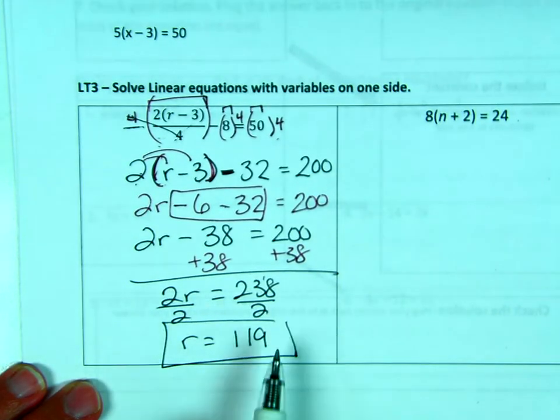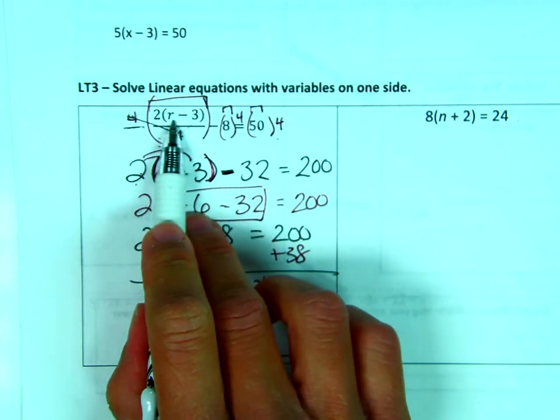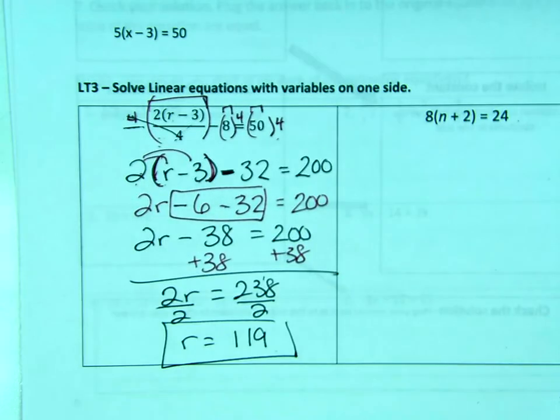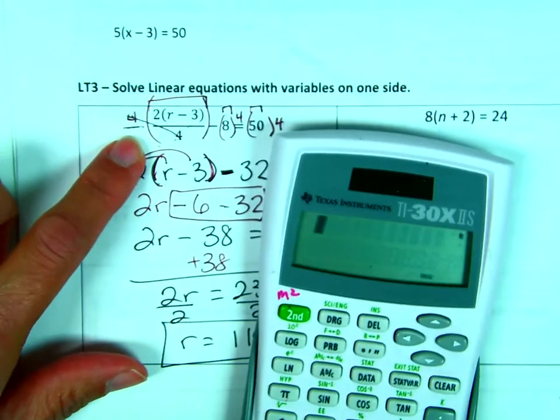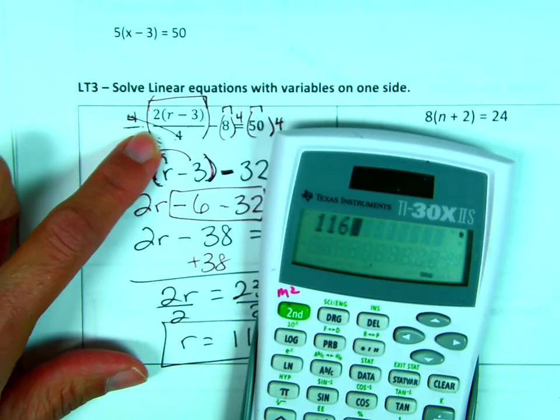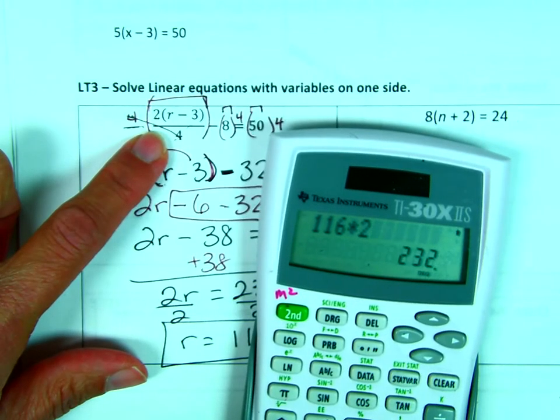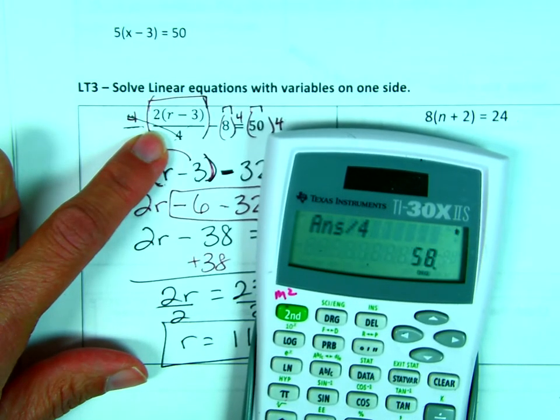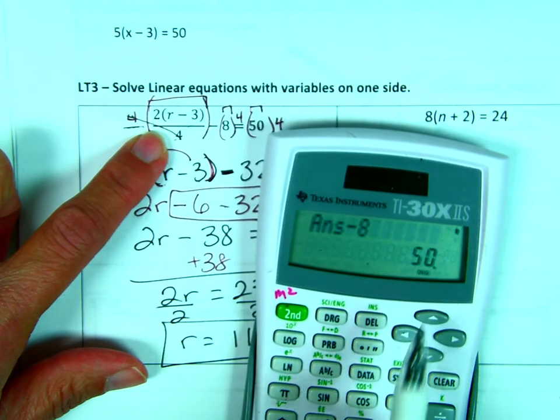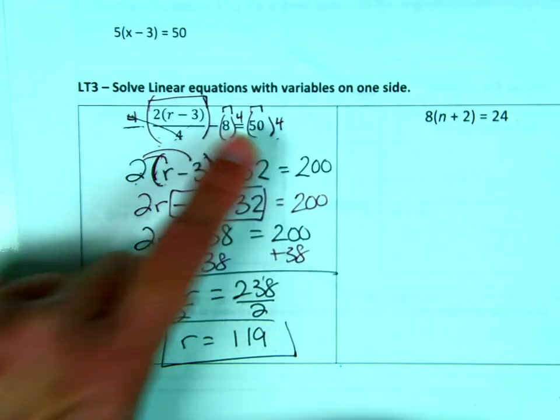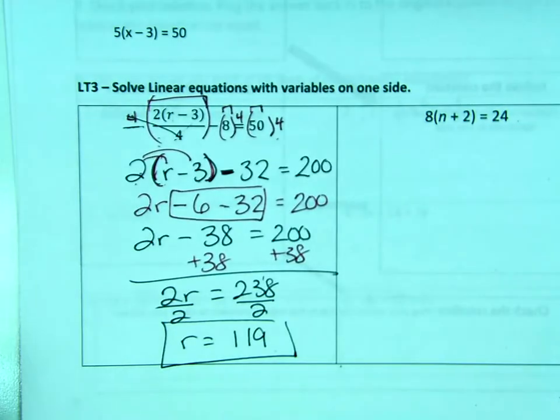And to check it, we could throw it back up in there. What's 119 minus 3? That's 116. Okay, 116. Then I have to times it by 2, divide it by 4, and subtract 8. And I get 50, and yes, that's what the other side was. So that's a nice way to check when you're done.